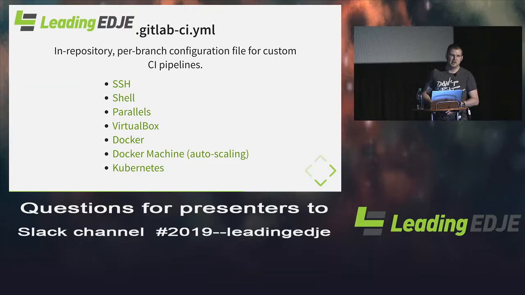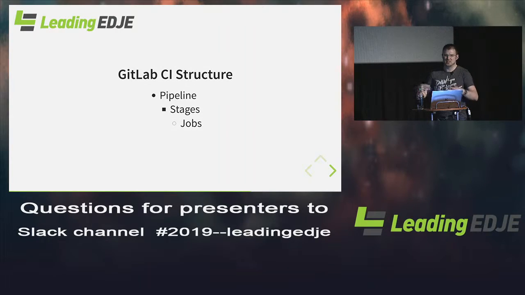The GitLab CI YAML file offers a few other options as well. The runner can run in an SSH or a shell mode, where it either runs on the same machine that the runner is on or communicates with another one over a network via SSH. It works with Parallels, VirtualBox. There is a Docker workflow and a Docker machine workflow, and also integration with Kubernetes. The CI structure is comprised of pipelines, which are comprised of stages, which are comprised of jobs. That seems to be a relatively standard hierarchy for these things as far as I can tell. So I don't think that should be too different from any other CI system you'll run into.